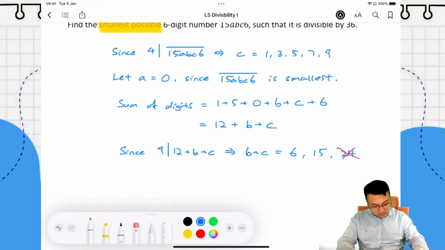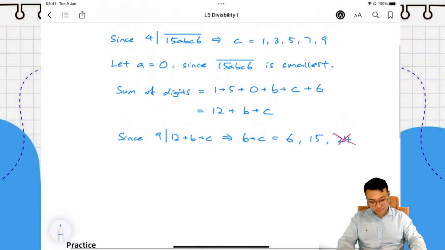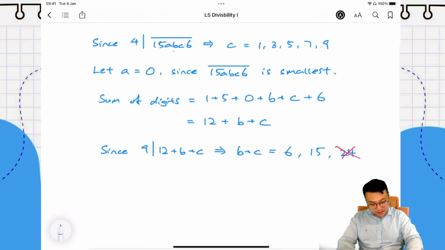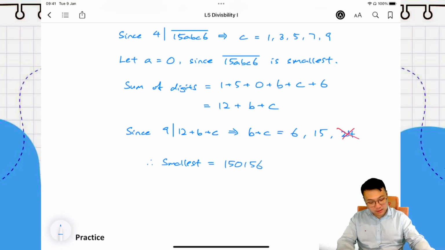Okay, so let's take a look. B plus C equals 6. So what do you think we should do next? Make B 1 and C 5, because you want B to be small, because B comes first. Okay, so when B comes first, B has a higher place value. So therefore, we can say that the smallest possible value is 150156. Well done. Thank you, Koji.